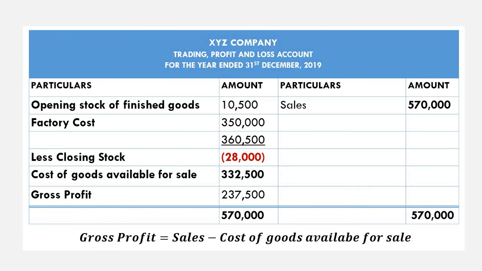Therefore, how do we get the gross profit? When sales are greater than cost of goods available for sale, we get gross profit. Therefore, gross profit is equal to sales minus cost of goods available for sale. In this case, sales amounted to 570,000. When we subtract that from cost of goods available for sale, our gross profit amounts to 237,500.